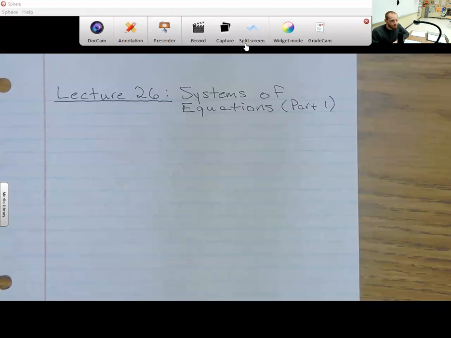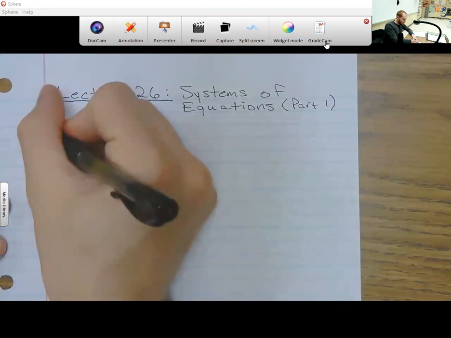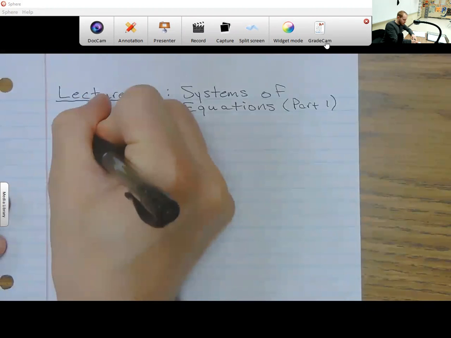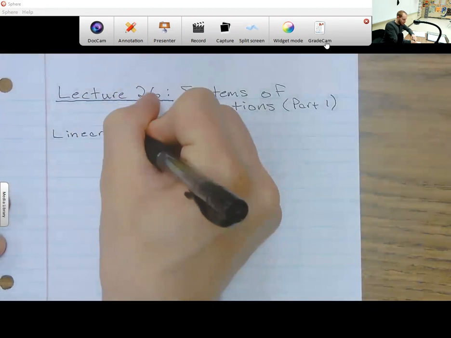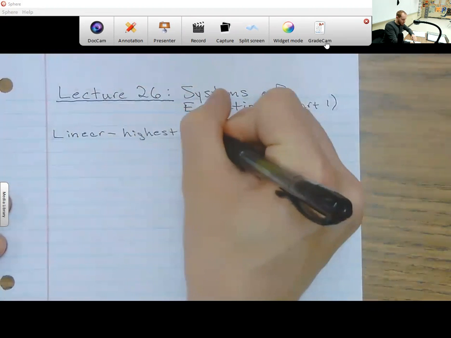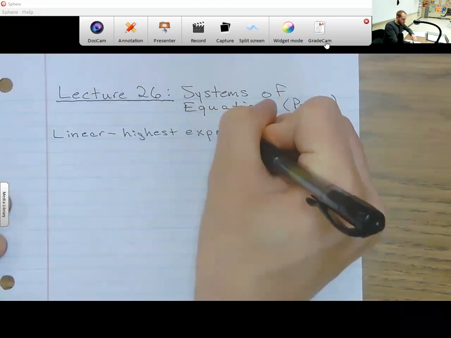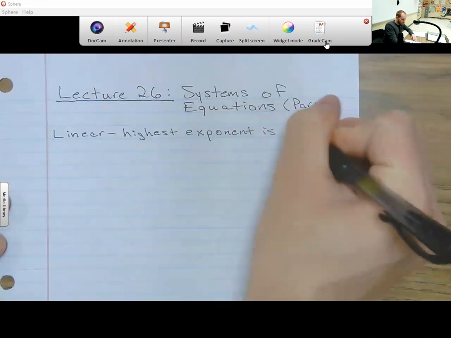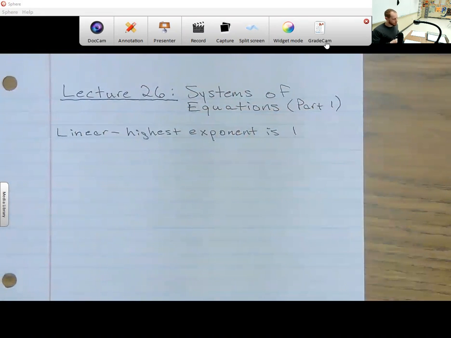All right. So today we're doing lecture 26 on systems of equations. The first thing I wanted to do is explain the difference between linear and quadratic. An equation is linear if the highest exponent is 1. Now, you often see this when you're doing systems of linear equations.